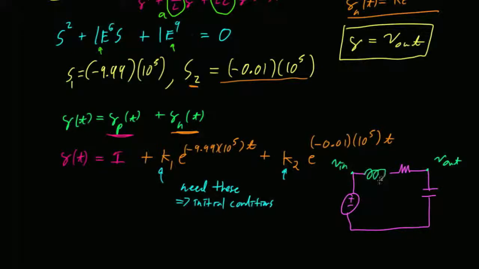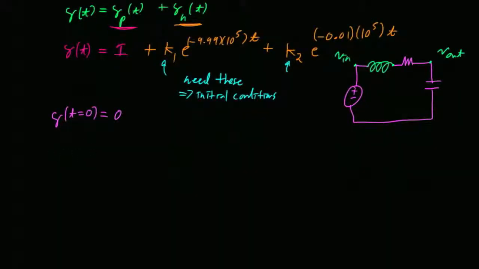So I think I got an initial condition. My first initial condition tells me that my output voltage at time t equals 0 is going to be 0. So let me come into my equation here and substitute in t equals 0, because that's how that works. What does that give me? I get 1 plus k1, because e to the 0 is 1, times k1, plus k2. Okay, that's a cool equation. Am I done? Can I solve for k1 and k2? I need another equation.